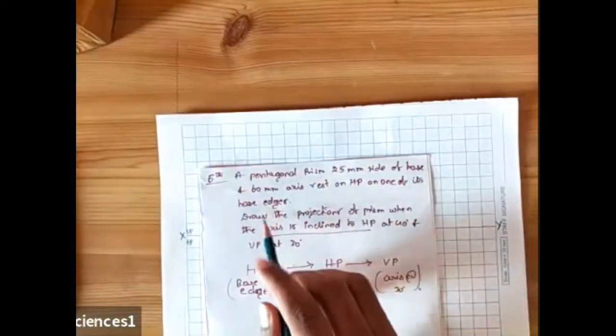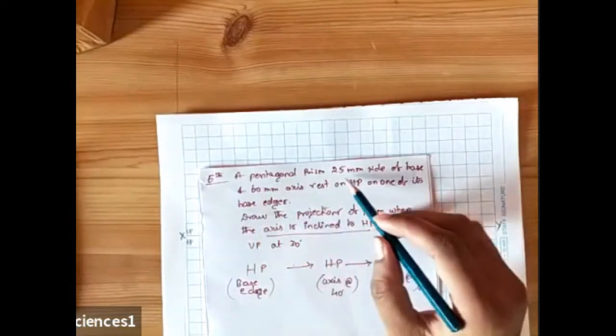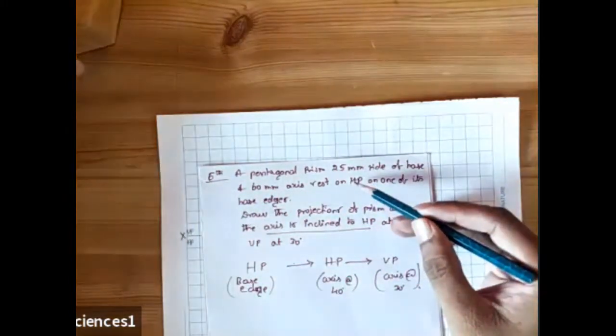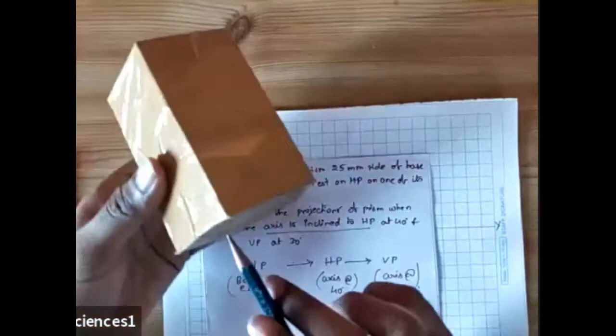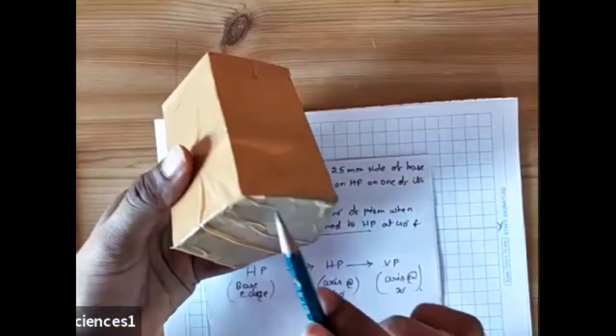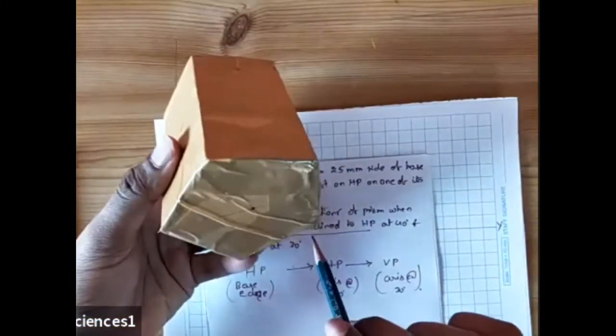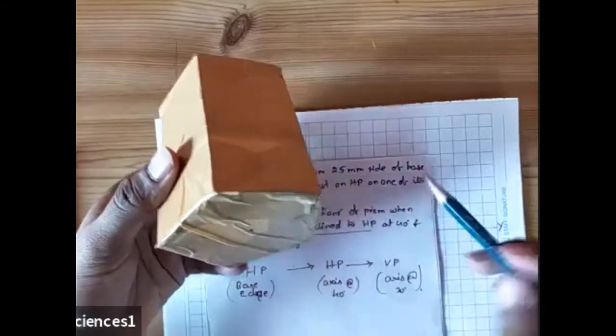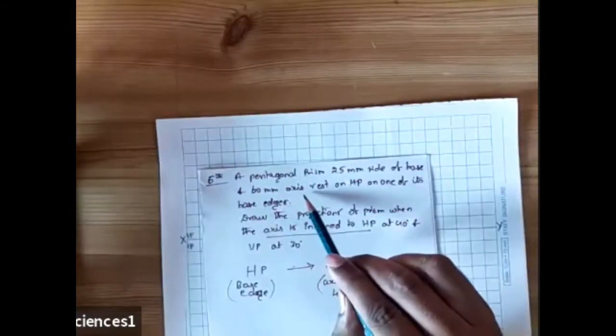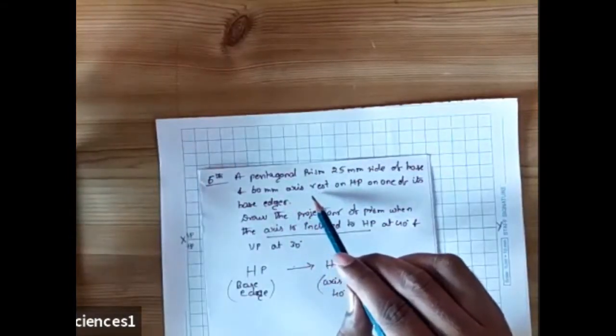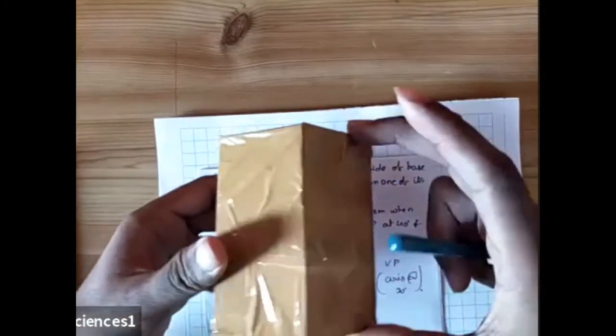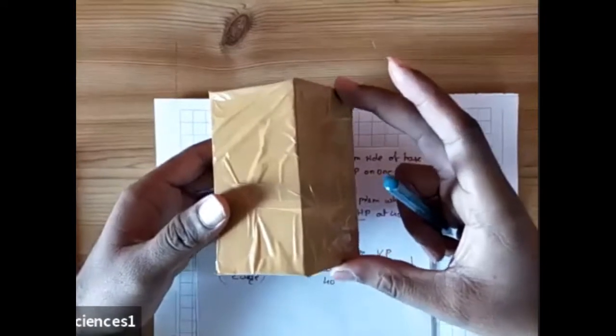The problem goes like this: a pentagon prism whose side of base is 25 mm. So this is a base. The base side he has given us is 25, 25, 25, 25, 25. And the axis, the meaning of axis is height. I told you in the last class. See this height. The total height of the prism he has given is 60.